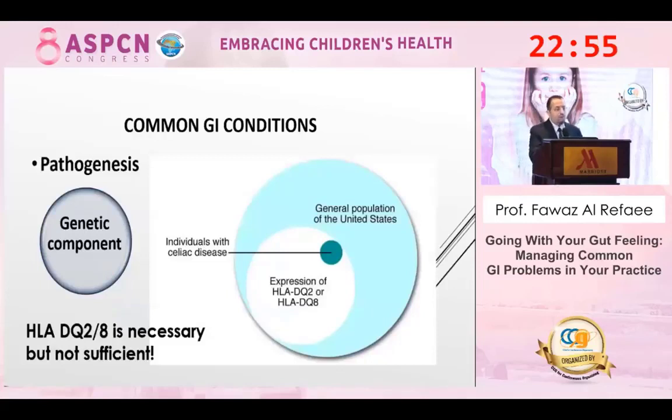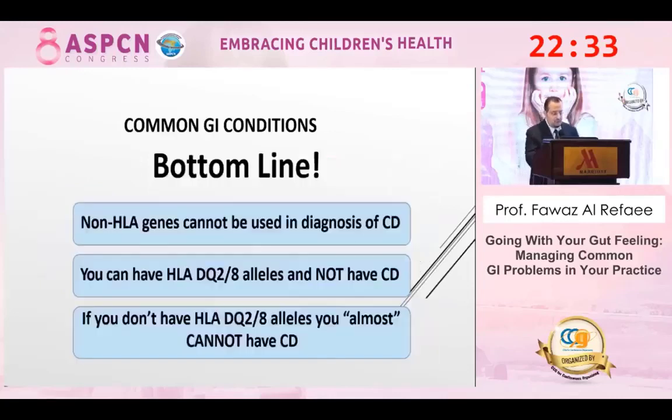So you have to understand that you need HLA genetic makeup or genetic susceptibility in order to have the disease. 98 to 99% of patients have HLA DQ2 or DQ8. If they don't have this genetic makeup, most likely the diagnosis is not correct and you have to work for other diagnoses. So you can have HLA DQ2 and DQ8 but not have celiac disease. If you don't have the HLA makeup, most likely you don't have the diagnosis.